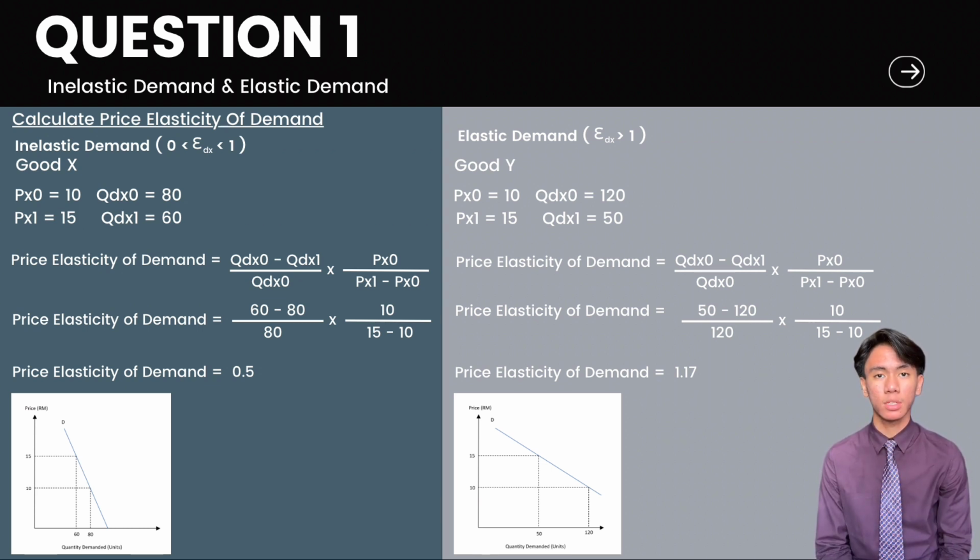So, to answer the question, Mr. Ali should just use RM15 as his price for good X to maximize profit, while for good Y, Mr. Ali should decrease the price to increase the demand, which will maximize his profit.